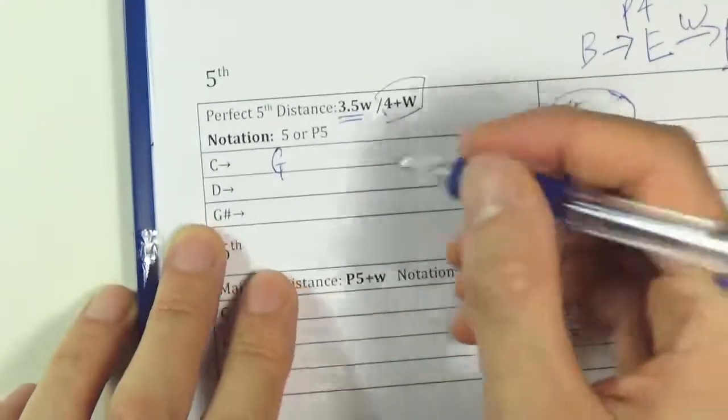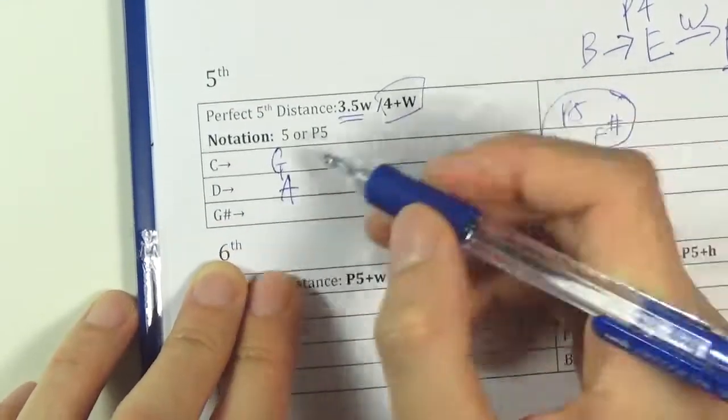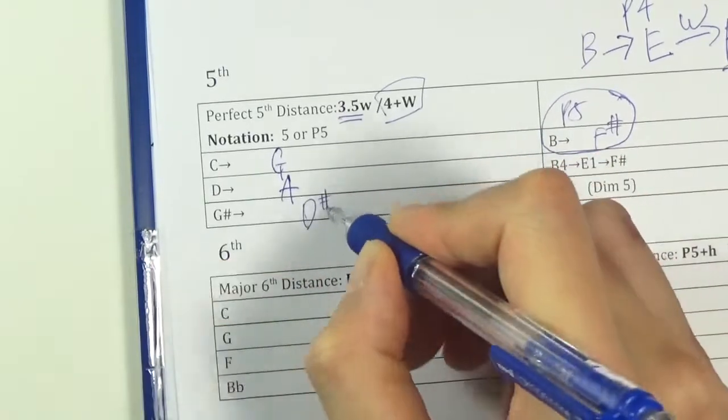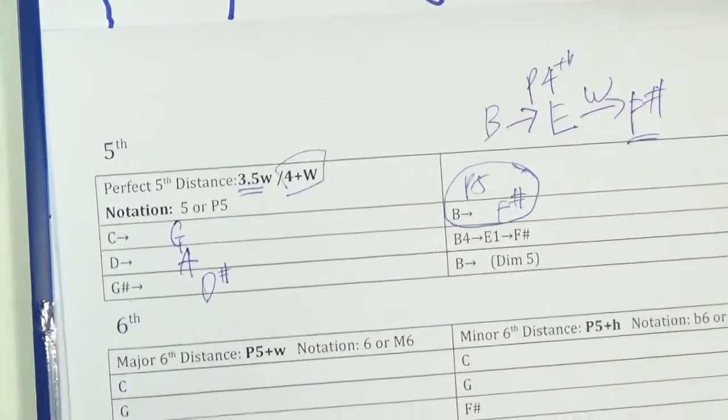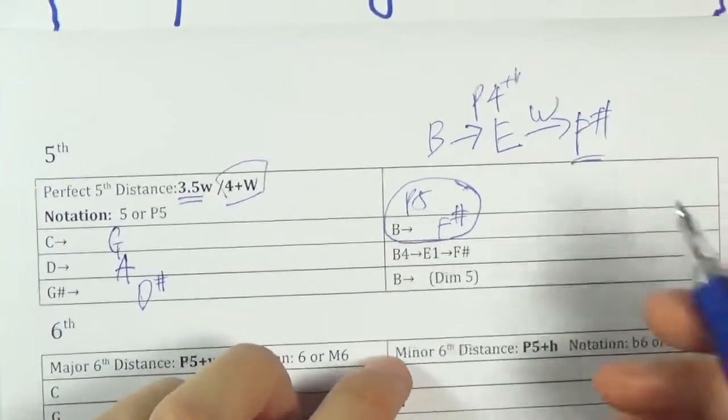Let's finish up here. D, E, F, G, A. G, A, B, C, D sharp. Just carry over the sharp. As long as you don't see B or F together, you should be good, okay?